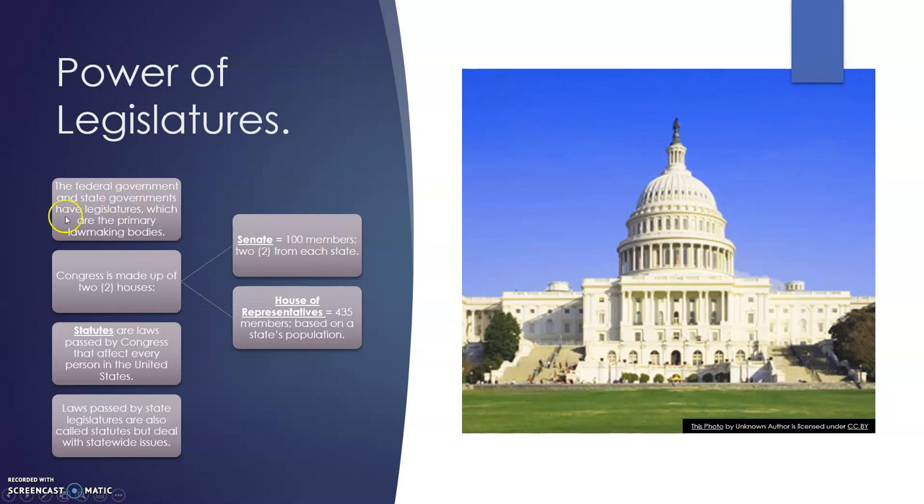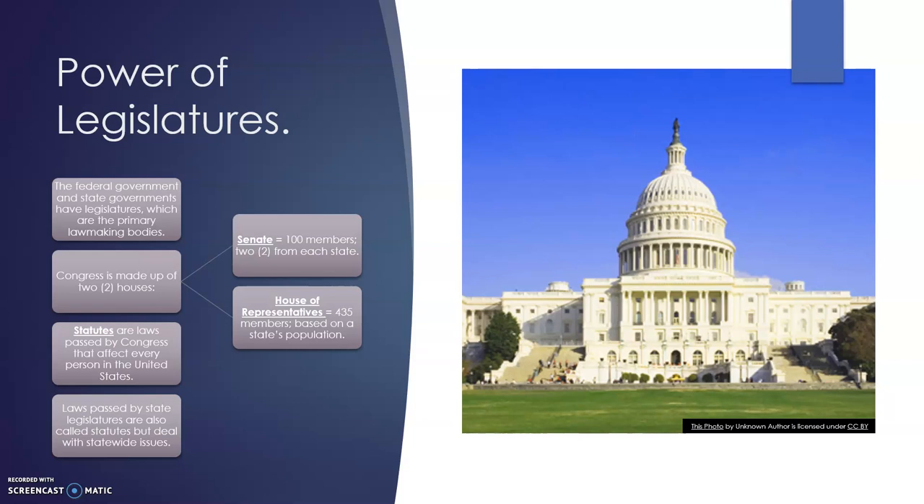Okay, so in our national legislature, we have Congress. And Congress is made up of two houses, okay? We have the House of Representatives, which has 435 members, which are based on the state's population. What that means is the more people you have in your state, the more people you have in your House of Representatives. For example, California has more representatives than, say, Delaware, okay? Because Delaware is a smaller state, has less population. California, bigger state, has more people, so they get more representatives in Congress.